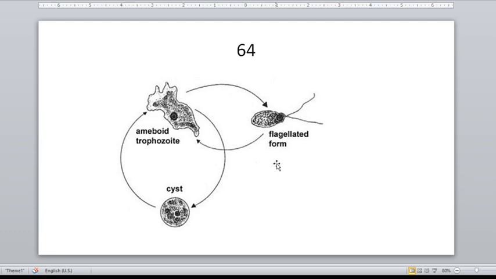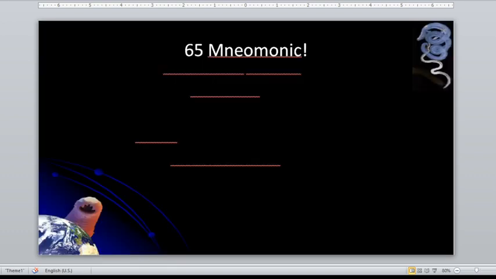Ma'am, what is the essence of having another stage? Because this one, guys, since it has flagella, it has easier access to food. Mas madali siyang makahanap ng pagkain niya if that is in flagellated form.